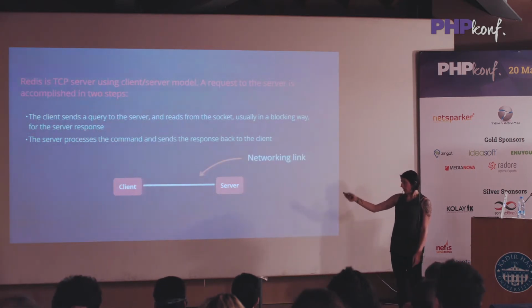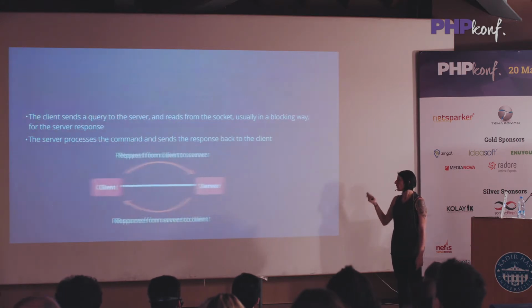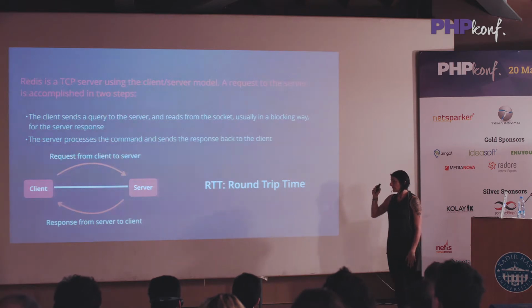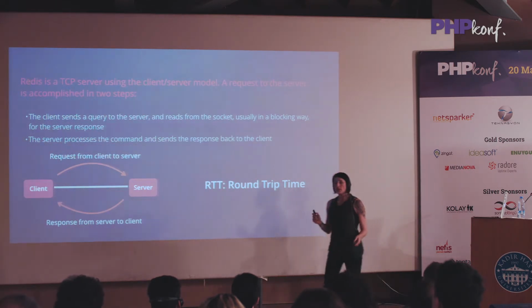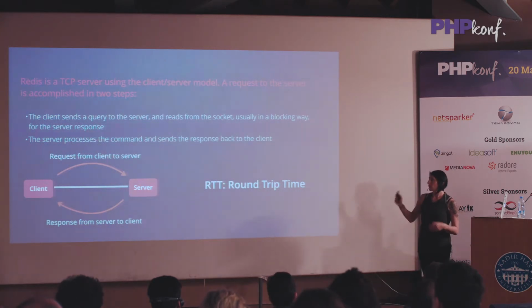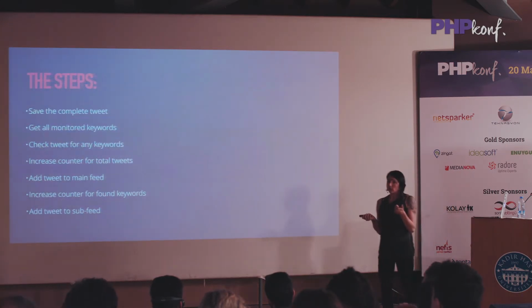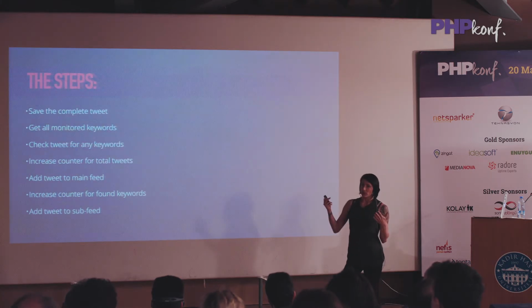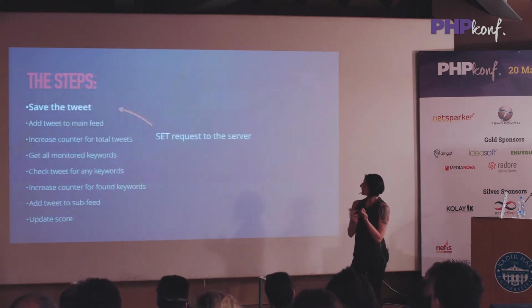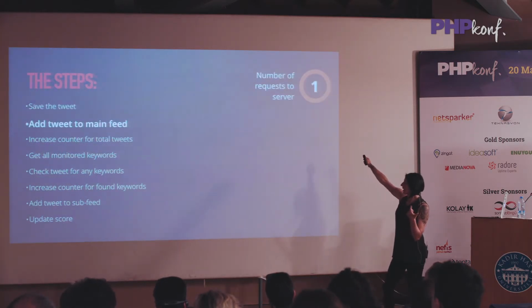They're connected with a networking link, and the time for the client to send requests to the server and the server to respond is called round-trip time, and that's something we always need to keep in mind. If we could only somehow lower the number of requests to the server. Let's see where we're at right now. How are we standing with network requests? We're saving the complete tweet. That's a set request to the server. 1. Adding tweet to the main feed, L push, 2 requests, plus the trim, 3 requests.